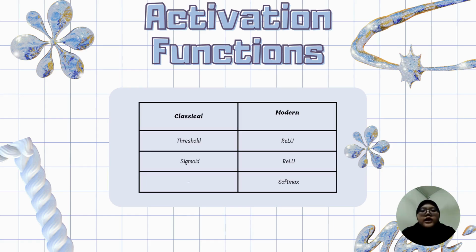Finally, the softmax function is used in the output layer. It converts the output values into probabilities, allowing the model to determine the most likely class for image classification.